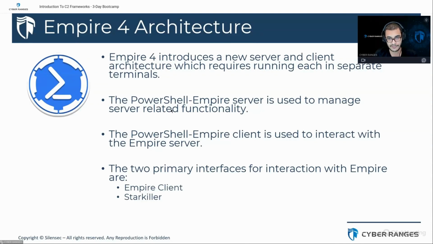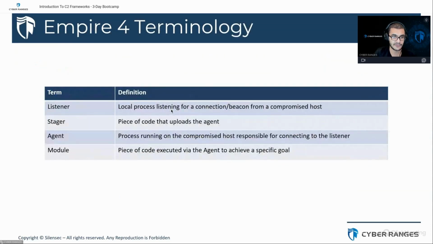So the PowerShell Empire server is used to manage server-related functionality, and the client is used to interact with the Empire server. The two primary interfaces for interaction with Empire are the Empire client and Starkiller. And some key terminology that you need to be aware of are the listener. So again, we went through this yesterday, but in the context of Empire, the listener is a local process that's listening for a connection or a beacon from a compromised host.